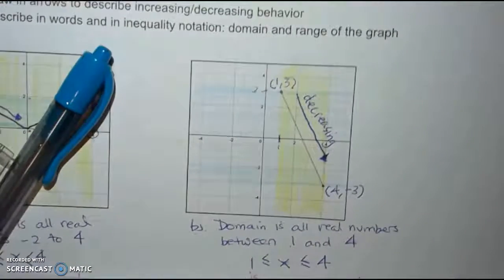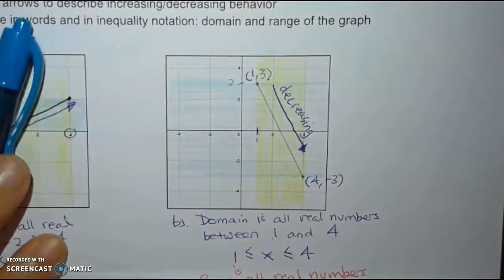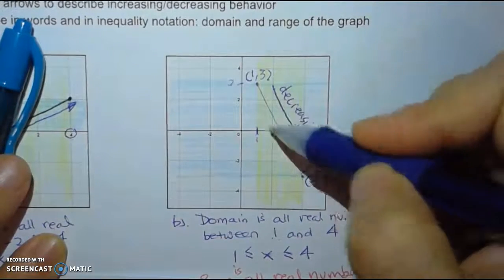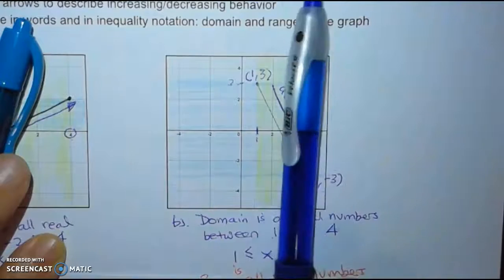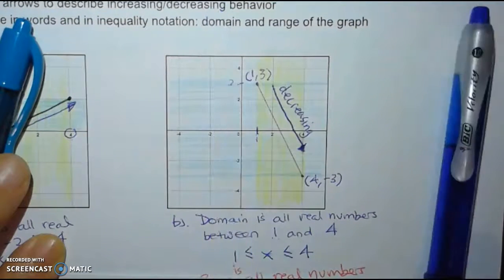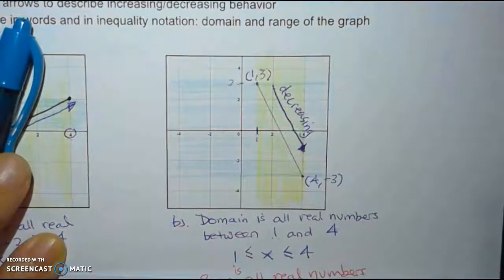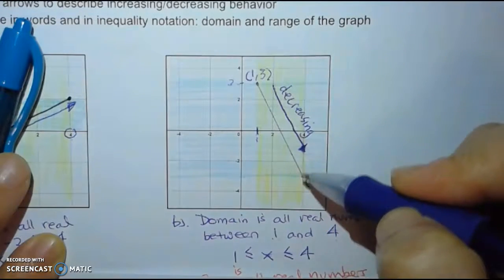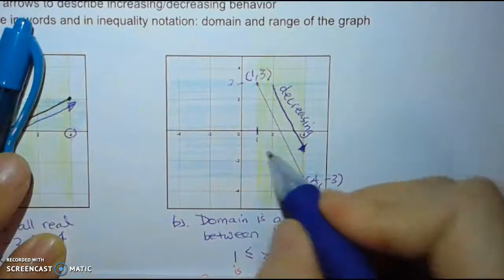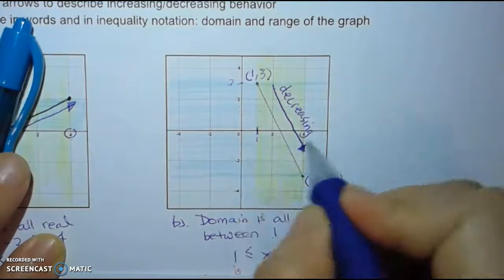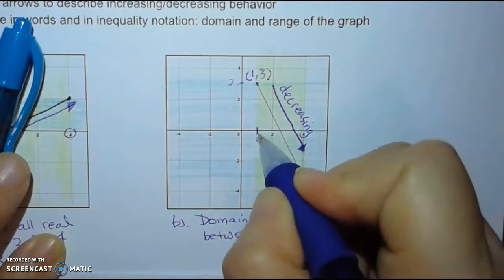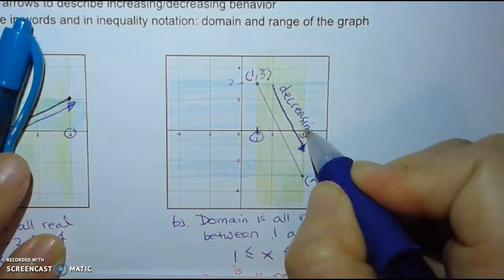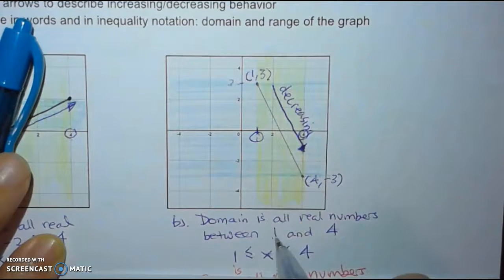Let's look at the second graph. The second graph looks like this. It just goes from this point to this point. It's just decreasing. Again, the arrows need to always go from left to right. So in this case, it's decreasing. Domain: yellow tells me how far the graph extends on the x-axis, and it extends from +1 here all the way to +4. So it's between +1 and +4.